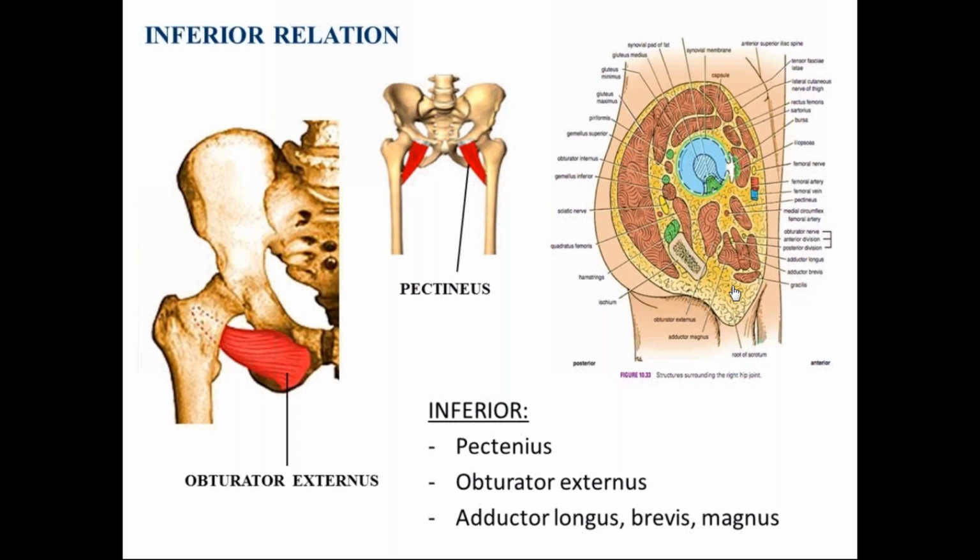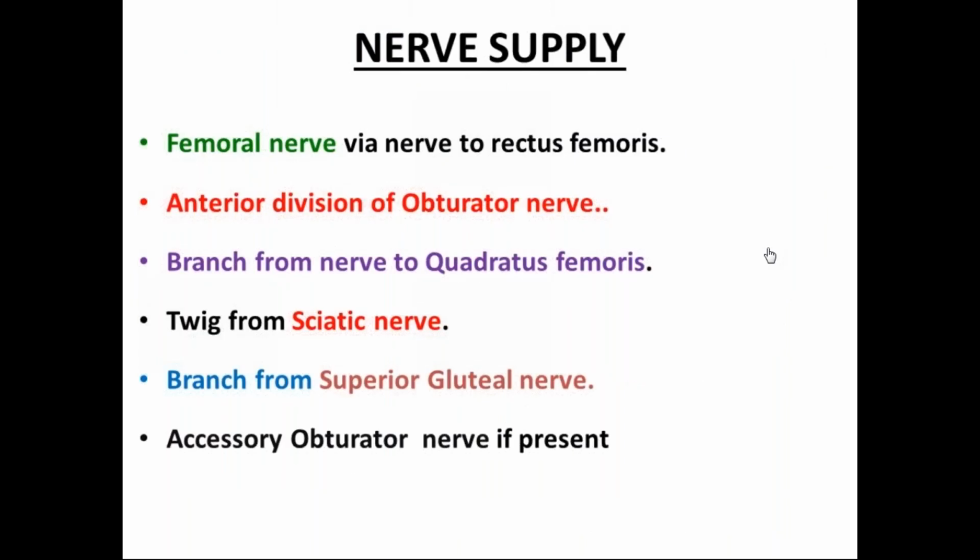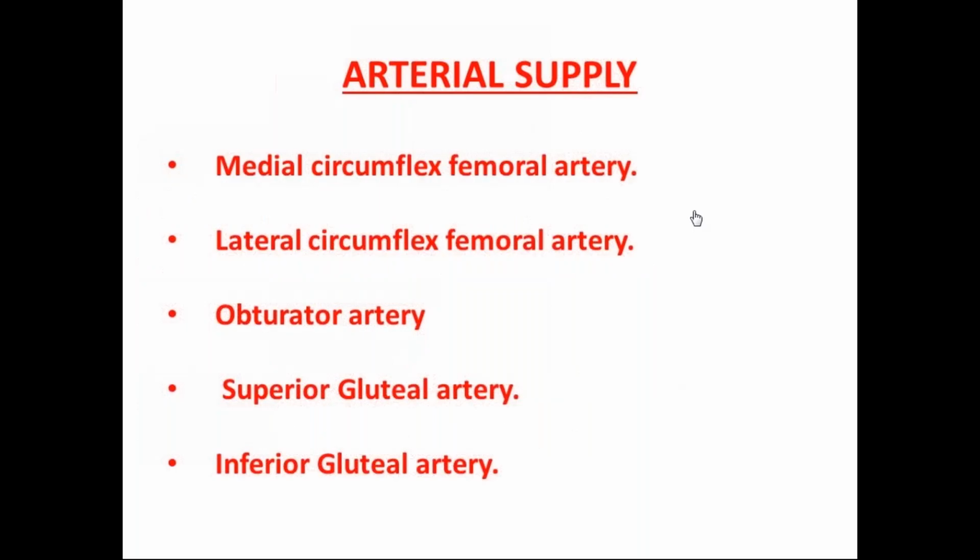The hip joint is supplied by femoral nerve through the nerve to rectus femoris. The anterior division of obturator nerve, the nerve to quadratus femoris, also gives a branch to the hip joint. Also, it receives a twig from the sciatic nerve. The superior gluteal nerve may give a branch to the hip joint. The arterial supply of hip joint is through medial and lateral circumflex femoral artery, the obturator artery, superior and inferior gluteal arteries.